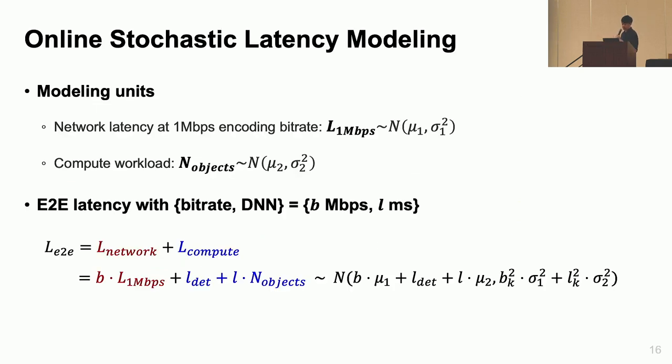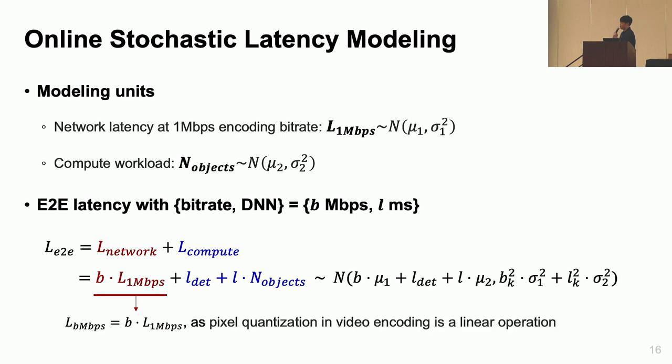Based on this observation, at runtime, we keep track of the network latency at 1 megabit per second and the compute workload as the base latency modeling unit. Then we model the end-to-end latency of a given bitrate and DNN configuration like this. One thing to highlight is that the network latency can be modeled as a linear relationship with the video bitrate, mainly because the quantization process is a linear operation.